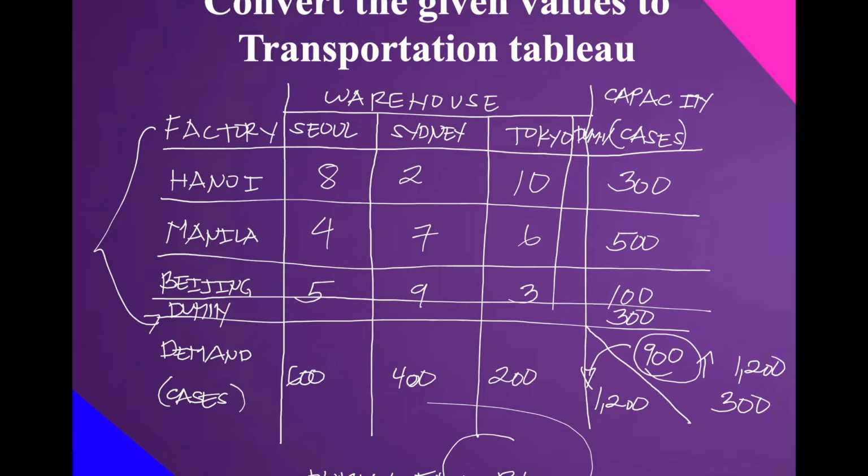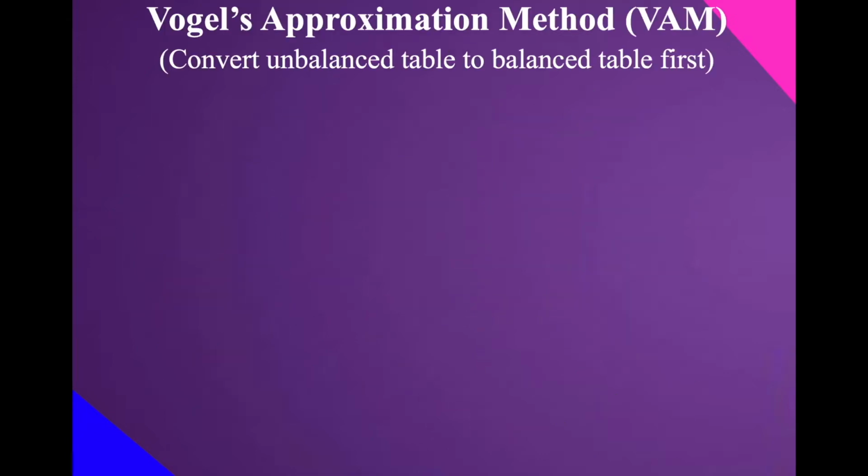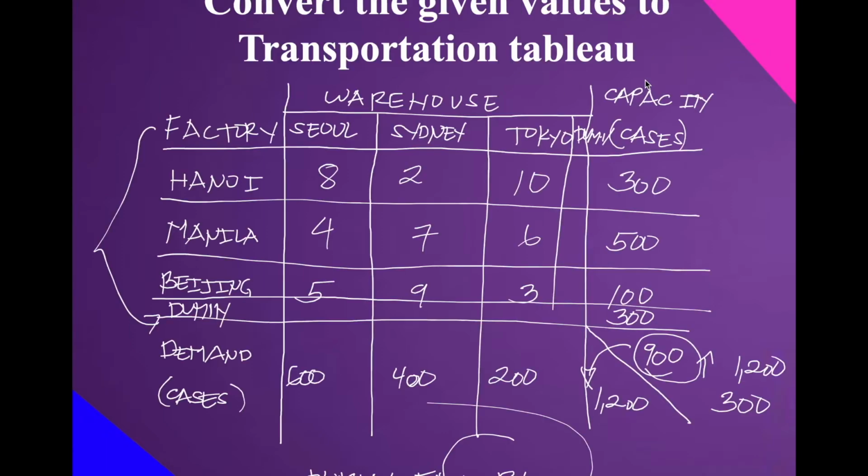So what we should do before we start with the VAM method is to add a dummy factory here with 300 capacity, so we can complete the 1200 demand. 300 plus 900 is 1200, and that step makes our table from an unbalanced tableau into a balanced tableau. We should do this first before we proceed with the VAM method. So, written here, convert unbalanced table to balanced table first, and this is already converted.